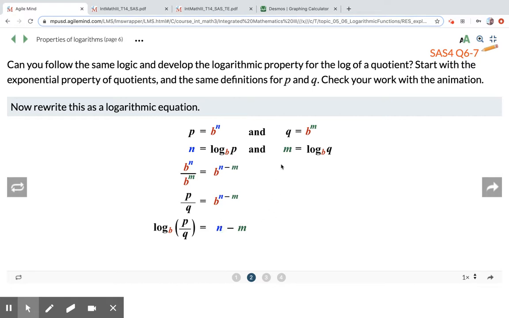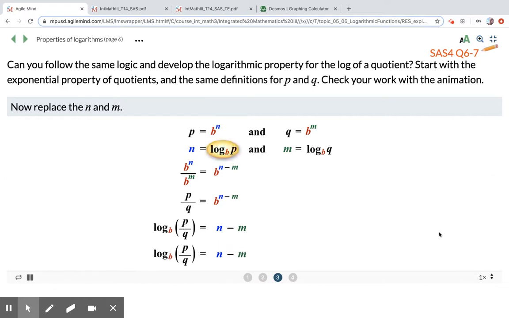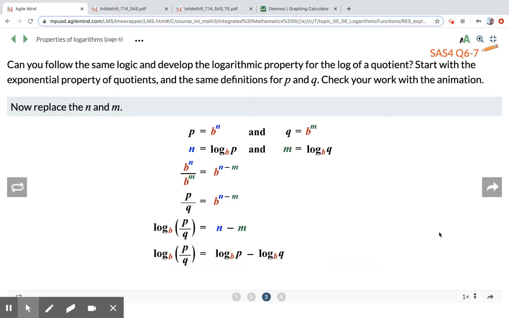And we know what m equals. M equals log base b of q. So I can substitute those guys in there too. Bam. Shoving it in. Substituting the other one in. There it goes. That's right.